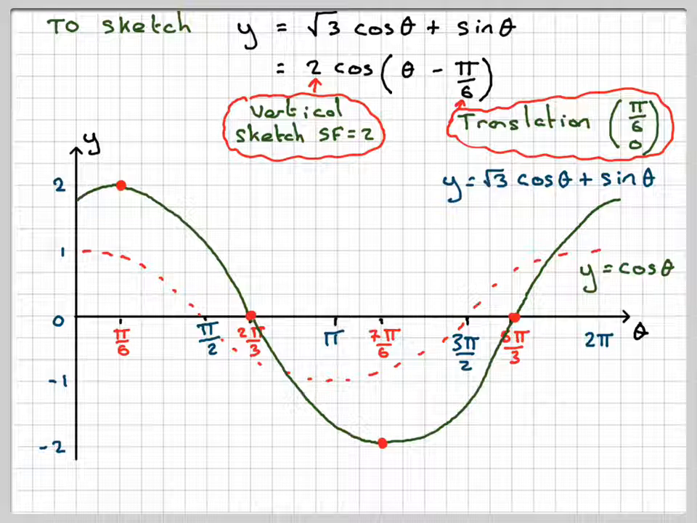So this has been a video to show how to sketch a graph of y equals square root of 3 cos theta plus sine theta by writing it in the form of r cos(theta minus alpha) first. I hope you've understood, and I thank you very much for watching.